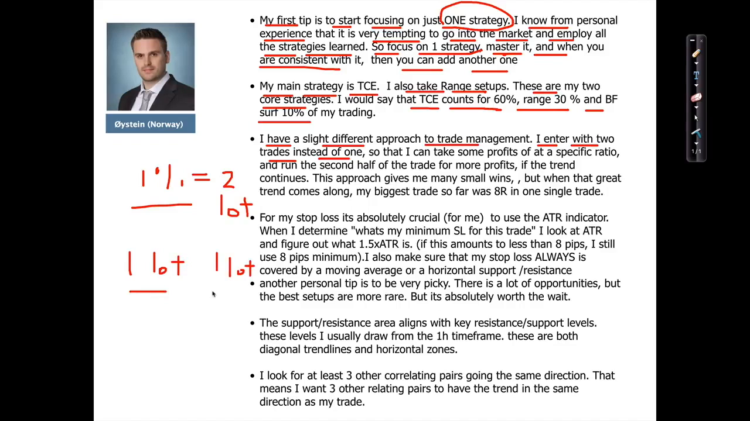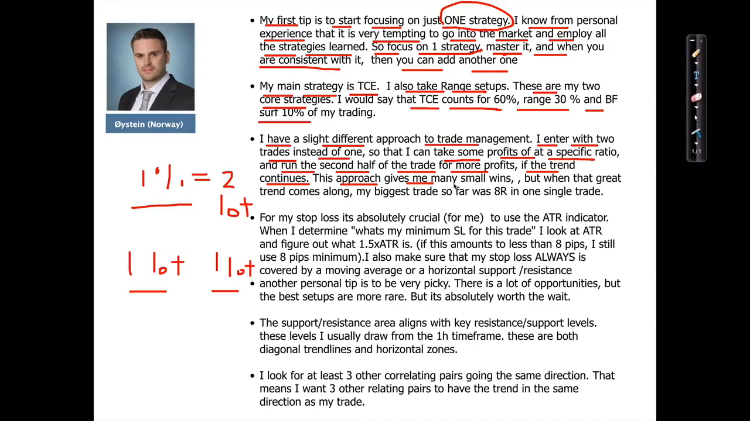So why does he split into 2 trades? Why does he do that? Because he has 2 different profit targets. That's his own style, and there's nothing wrong with it. It works for him, so that he can take some profits at a specific ratio and run the second half of the trades for more profits if the trend continues.